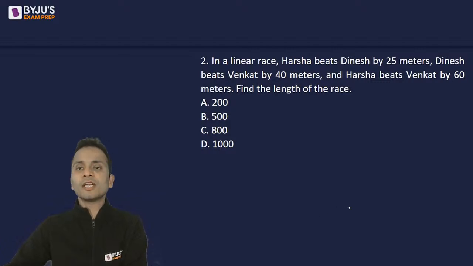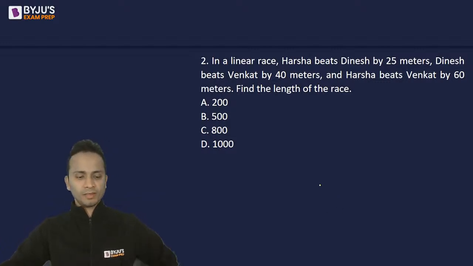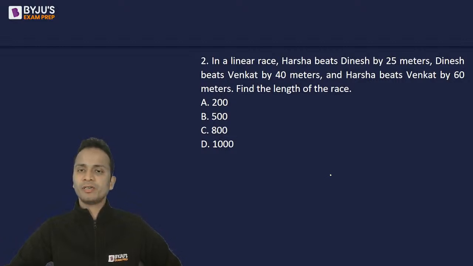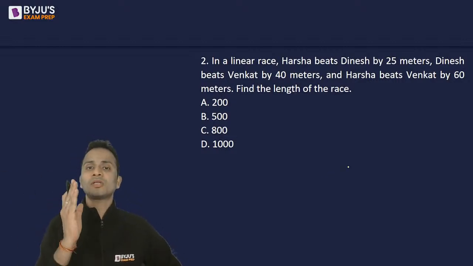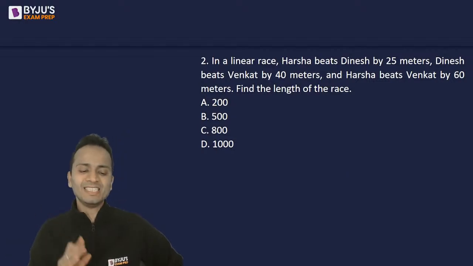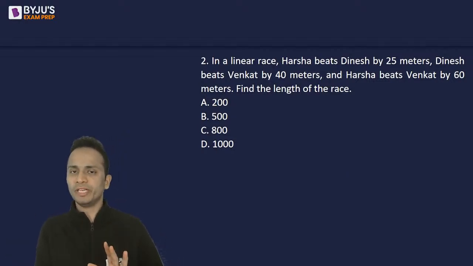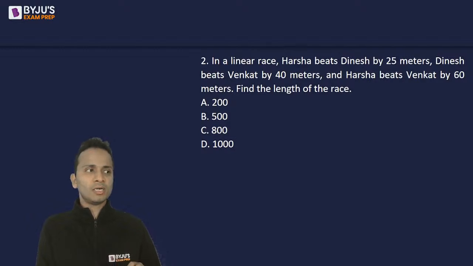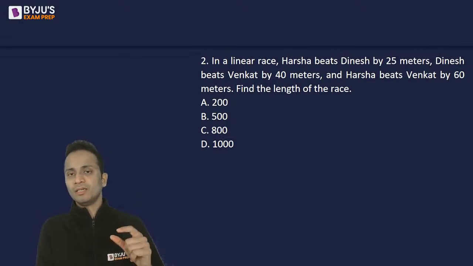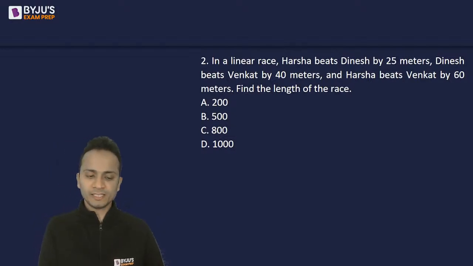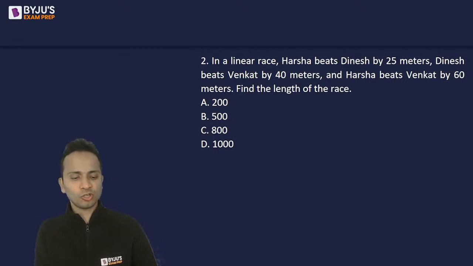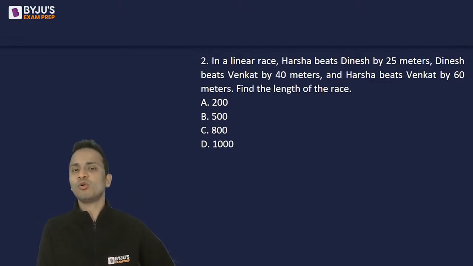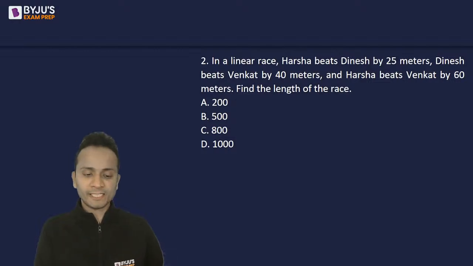So there are three runners, Harsha, Dinesh, and Venkat. You are given by what distance one person is beating the other person, and you are given all three combinations. Now, the basic concept of ratios will be applied here. The ratio of speeds is equal to the ratio of distances. This is what you'll have to apply. Equate the ratios of the distances of two persons and get the value of the length of the racetrack. Okay.